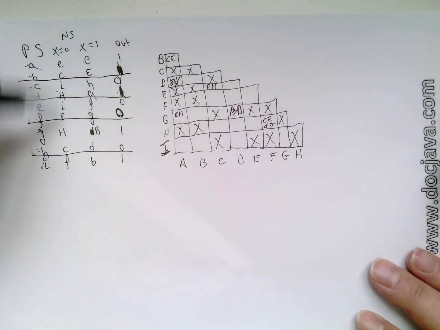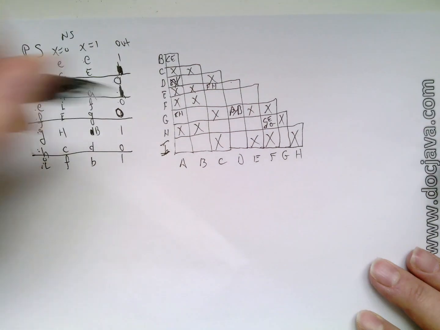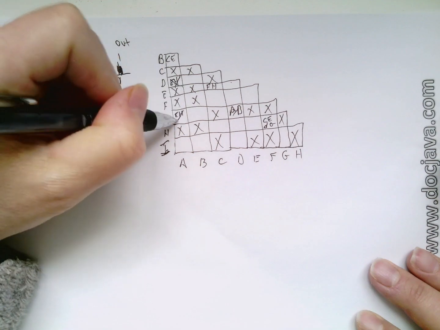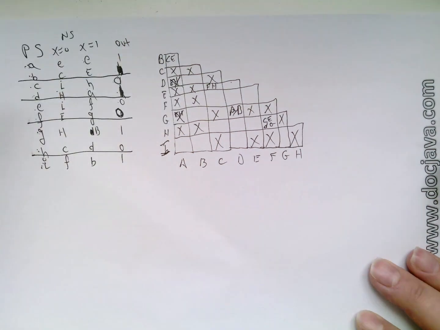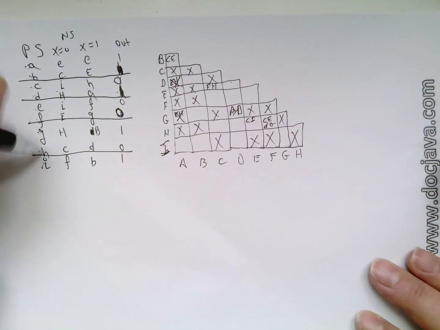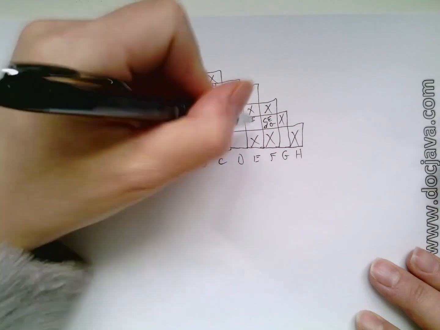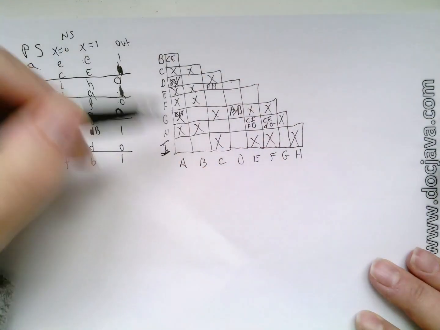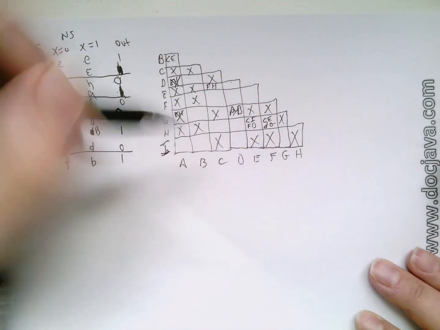A and G also depends on BE. But BE's got an X. So AG goes out. Let's take a look at that EH. E and H, that's C and I. And it's also F and D. C and I, that has an X in it.